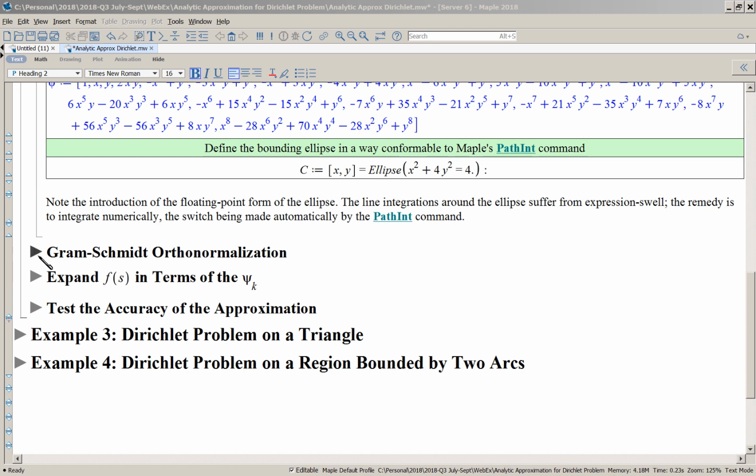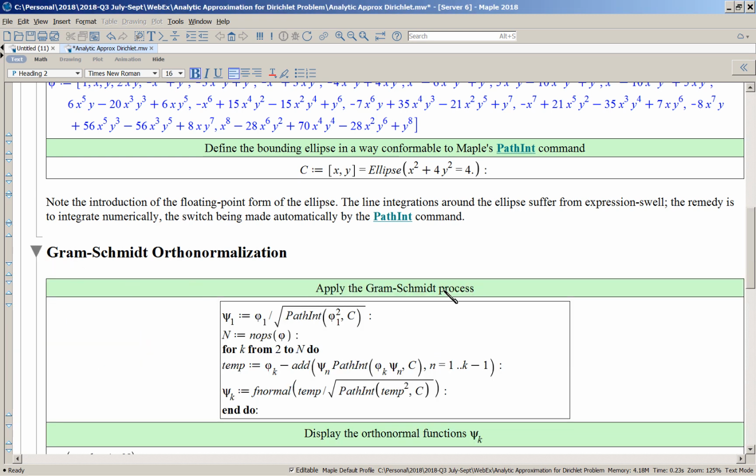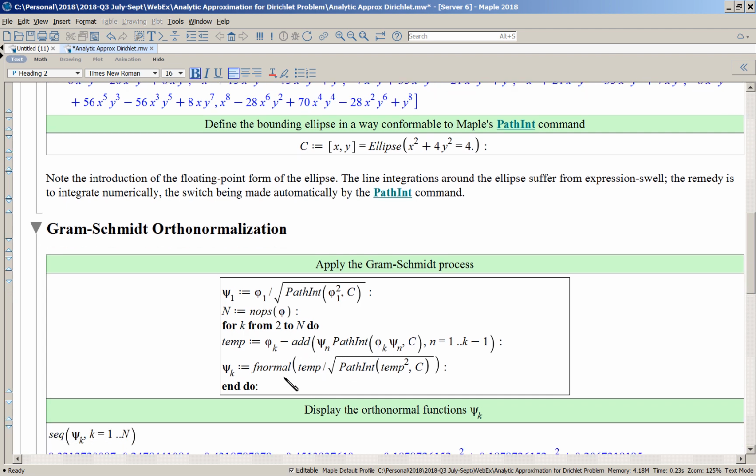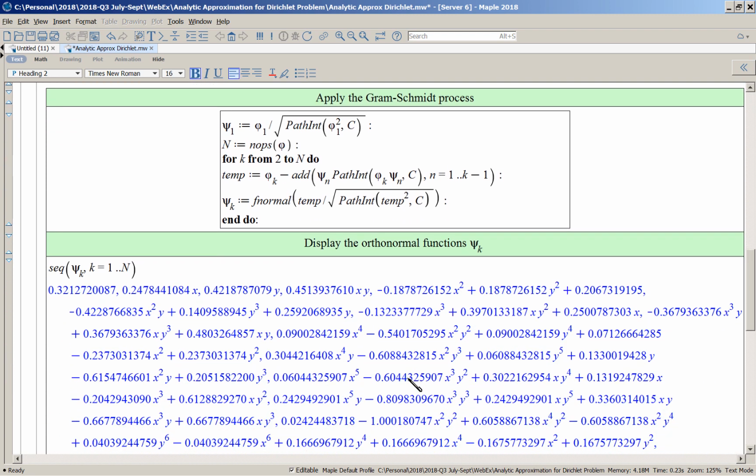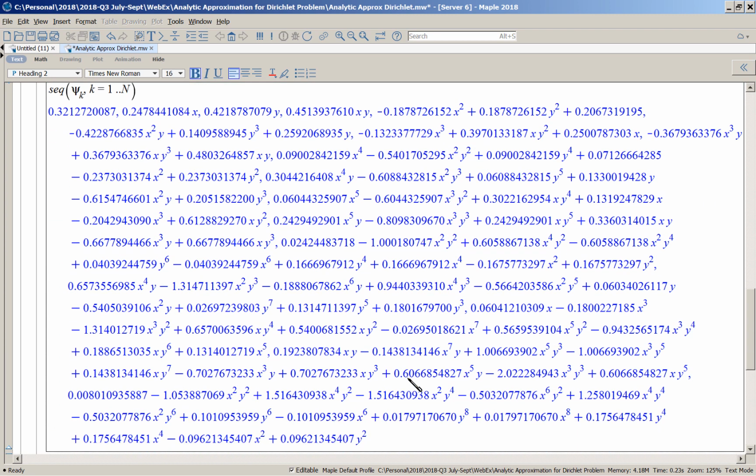Next step is the Gram-Schmidt orthonormalization process. And essentially, the same code works here. Define the first psi function, then apply Gram-Schmidt techniques where you subtract off the components you don't want, and then normalize. So I generated this sequence of psi functions.